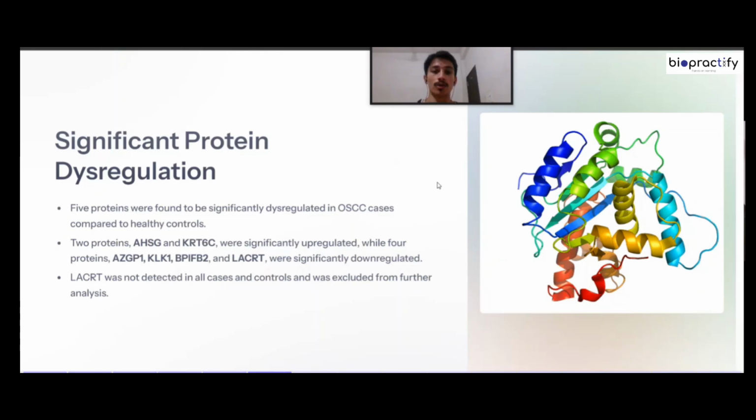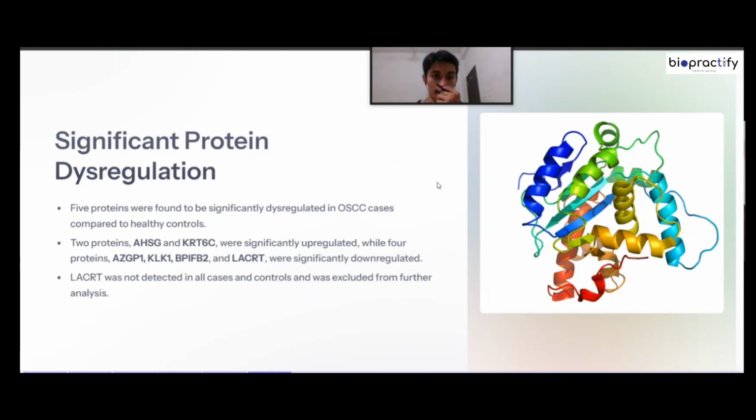Of the five, two proteins, AHSG and KRT6C, were significantly upregulated. So basically, these two proteins were significantly upregulated, while the other proteins, that are AZGP1, KLK1, BPIFB2, and LSCRT, were significantly downregulated. Out of these, LSCRT, that is the last one, was not detected in all the cases and controls, and was excluded from the further analysis.